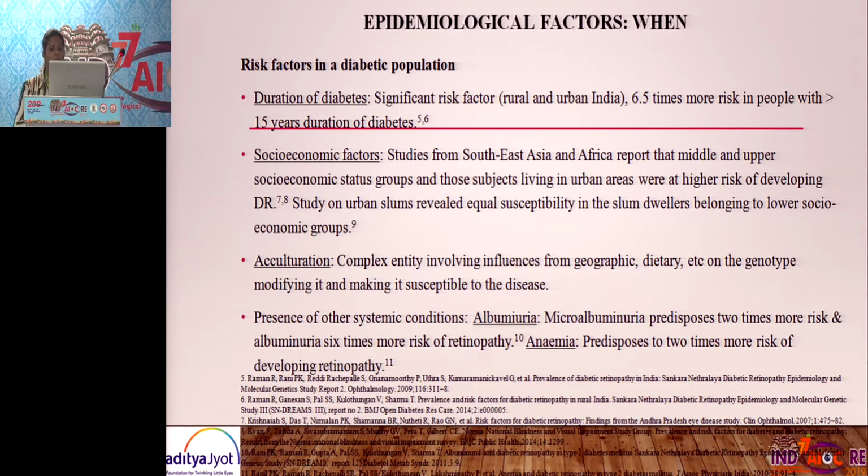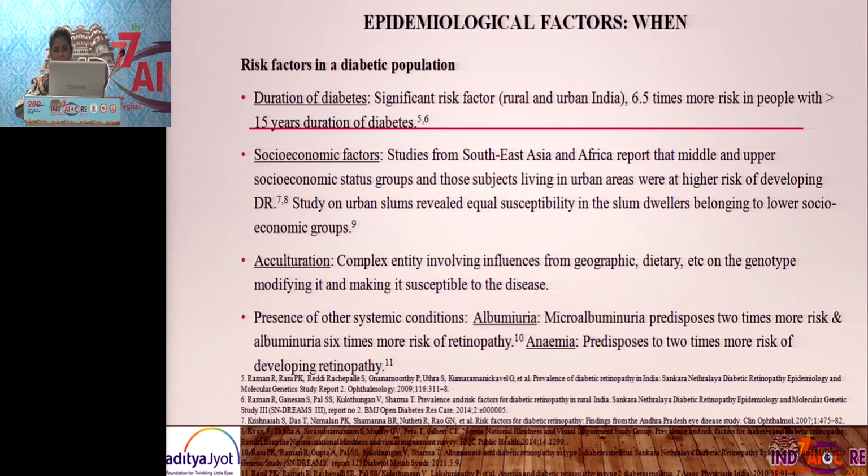Now coming on to who among diabetics will be at risk for severity of diabetic retinopathy. Again, duration of diabetes is one of the known risk factors. The longer the duration of diabetes, the more aggressive and more prominent the diabetic retinopathy in the eyes. Socioeconomic factors are not seen as a risk factor in Western countries, but in developing countries like the Southeast Asian and African countries, middle and upper socioeconomic status have been reported to have higher risk of diabetic retinopathy. But even the lower socioeconomic groups have diabetic retinopathy.